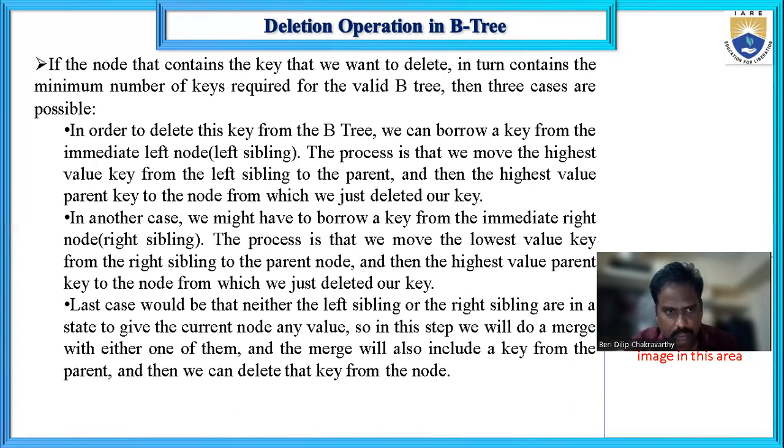The last case is that neither the left sibling nor the right sibling is in a state to give a key. If borrowing an element from the left or right sibling would leave that node below the minimum number of keys, then at that time we merge the two nodes. We do a merge with either one of them. We'll see them.